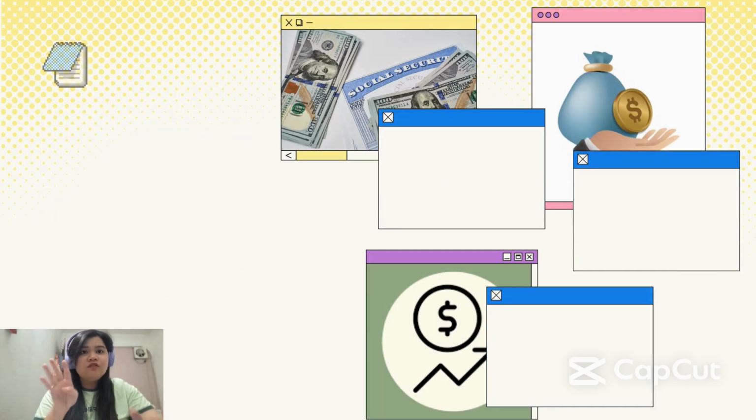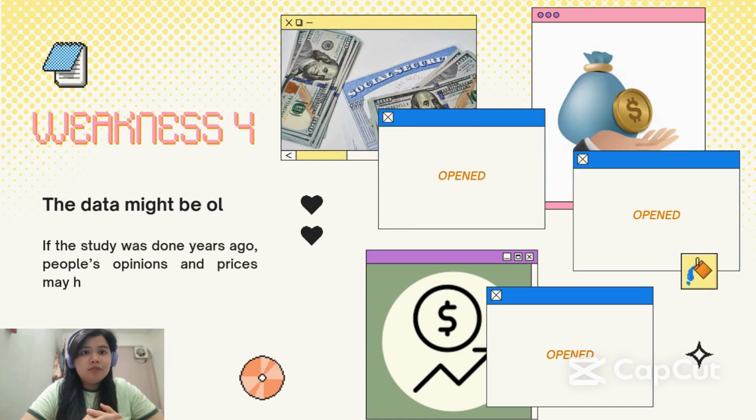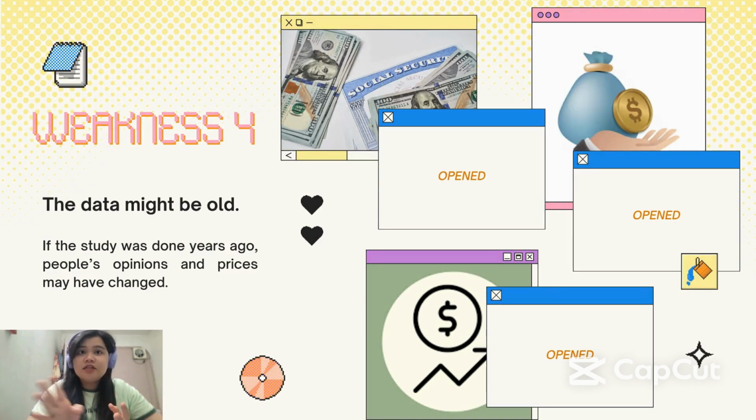For the fourth weakness, the data might be old. For example, if the study was done years ago, people's opinions and prices may have changed. So there might be misunderstanding of the results later. That's all for the weaknesses and the strengths of the benefit transfer method.